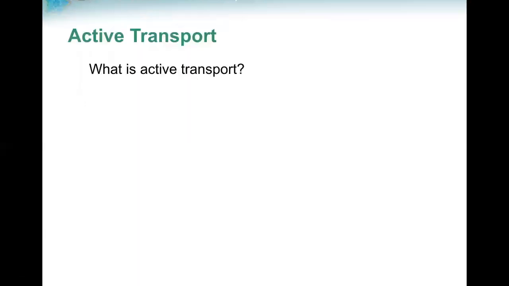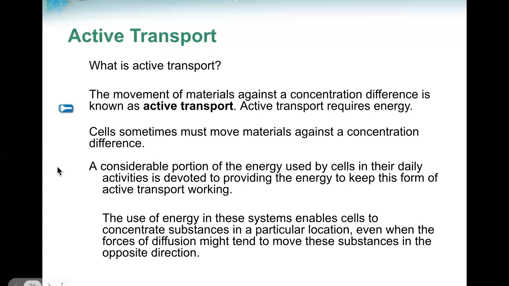What is active transport? The movement of material against a concentration difference is known as active transport. Active transport requires energy. Cells sometimes must move materials against a concentration difference. A considerable portion of energy used by cells in their daily activities is devoted to providing the energy to keep this form of active transport working. The use of energy in these systems enables cells to concentrate substances in a particular location, even when the forces of diffusion might tend to move these substances in the opposite direction.